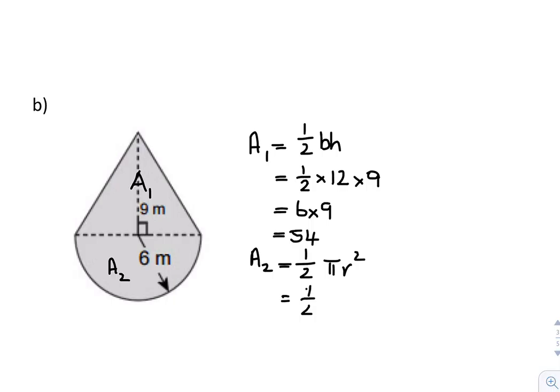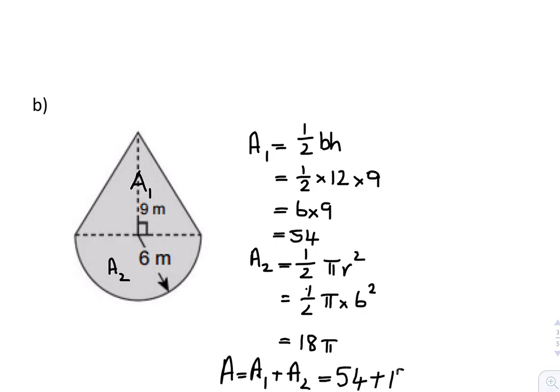Now area 2 is a half a circle. So our full circle is pi r squared, half a circle is a half pi r squared. So we've got a half pi where our radius is 6, so 6 squared, which means that we're going to have 18 pi as our end answer. Now to calculate this, we're going to calculate the area 1 and area 2, add them together to give a result of 110.55 meters, and then it's also meters squared as our units.